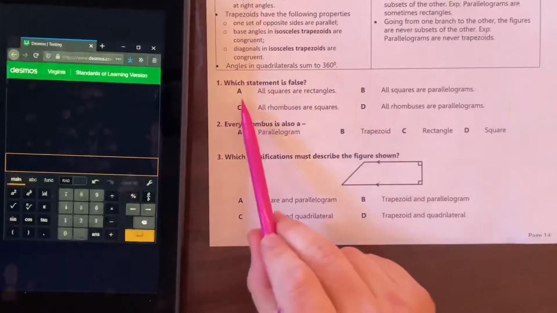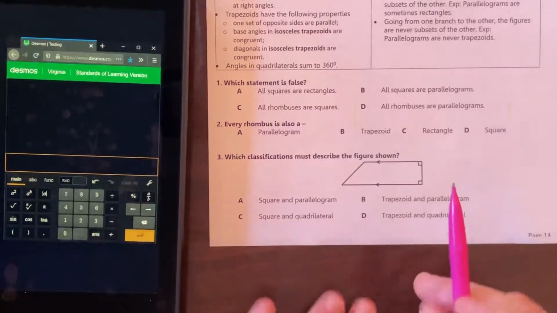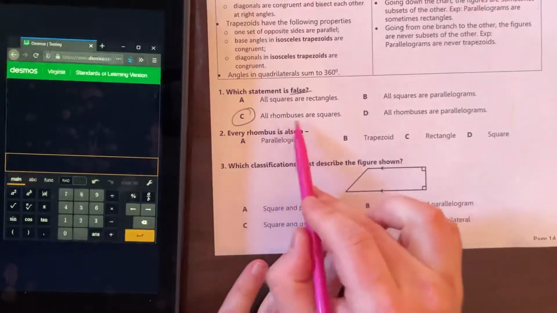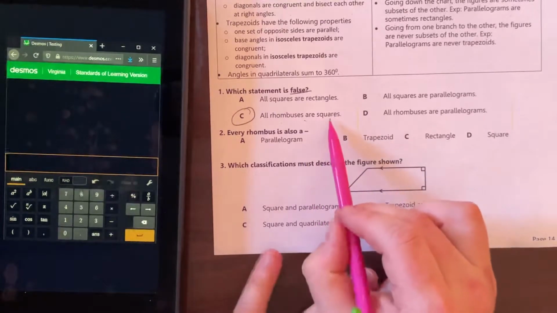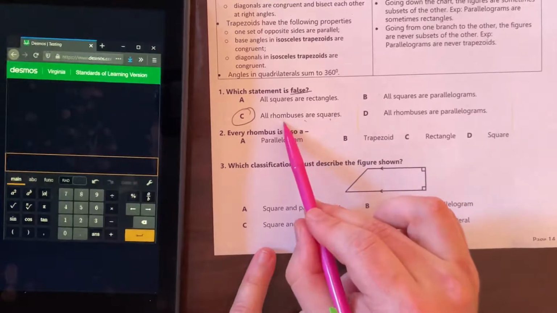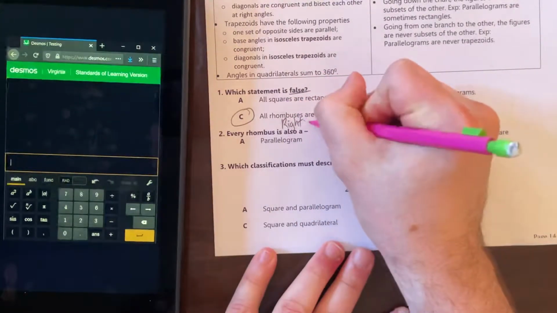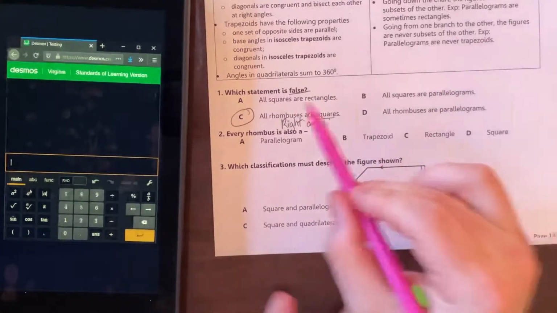So for number one, it says which statement is false. And so you want to make sure, okay, I can say it is true because of this, or it is false because of this. And I could say actually the one that is false is going to be all rhombuses are squares. And you know that because rhombuses don't always have those right angles, which squares do, and so we know this is false.